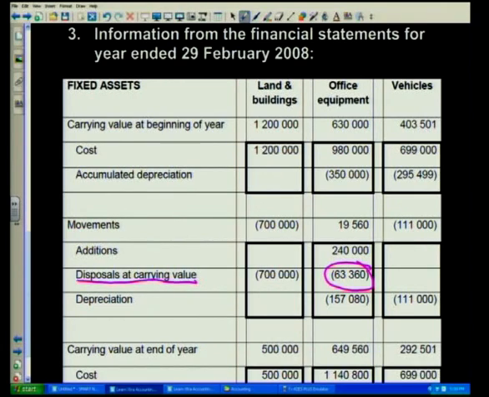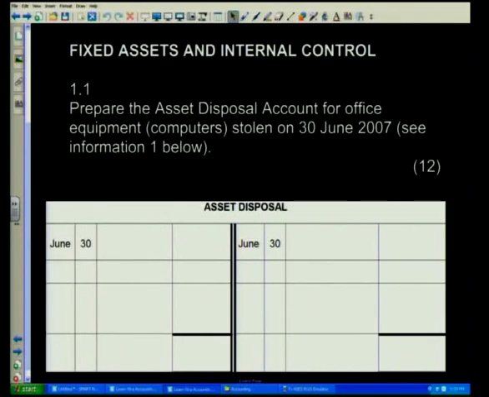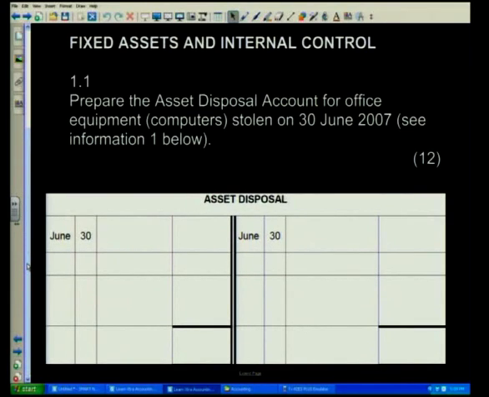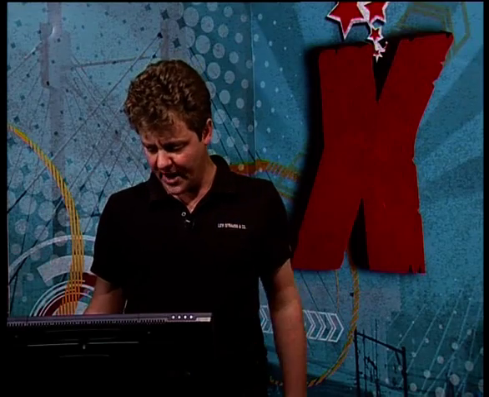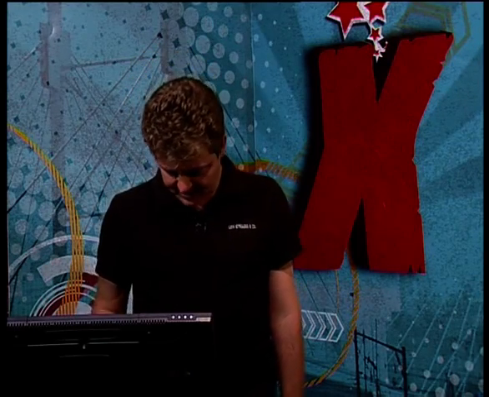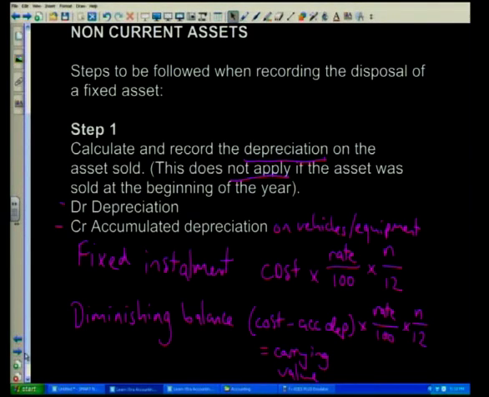Let's see how this information can help us to draw up the asset disposal account. If we go to our answer sheet, we can see that the ledger has been left completely blank for us, and we are going to need to follow these 5 steps to try to work out what is happening in our asset disposal account. Let's look back at the steps and see what we can do. Step 1 is going to involve calculating and recording the depreciation on the asset that has been sold.